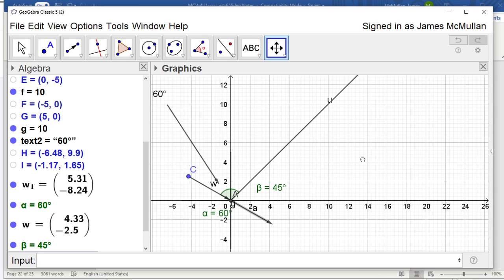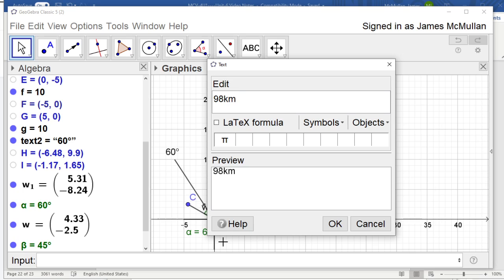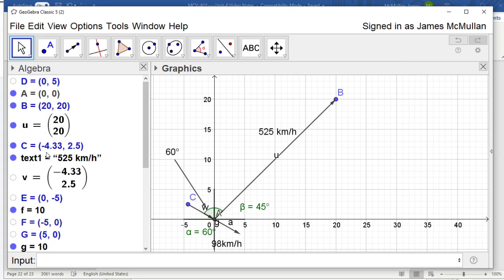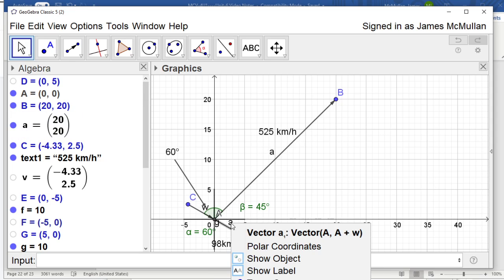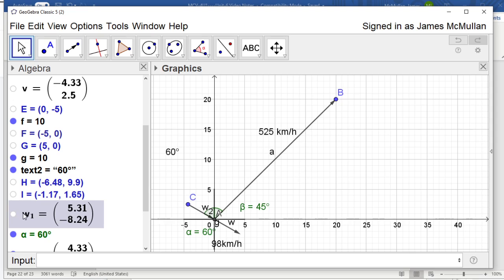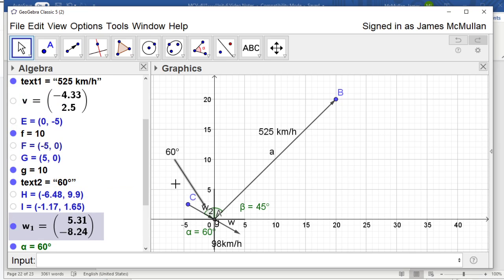So now I'm going to do vector addition, right? To do vector addition, I need to complete the parallelogram, and then find what's going across the side. I'm going to make a little label here that says 98 kilometers per hour, and that is what the wind is doing. Now if you wanted to add this vector, which I'm just going to quickly rename to A for airspeed, I have the airspeed vector, I have the wind vector, and I need to add them together. Actually, I do think I still need that one, so let's leave it.